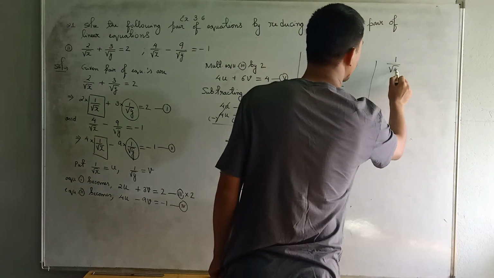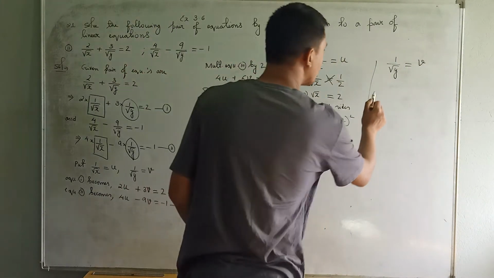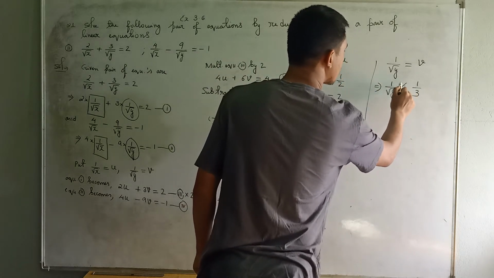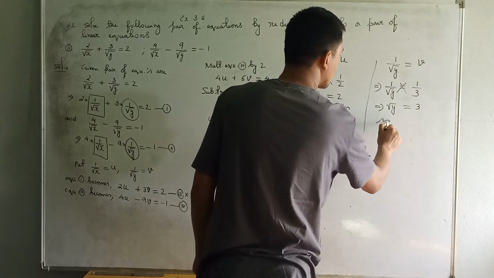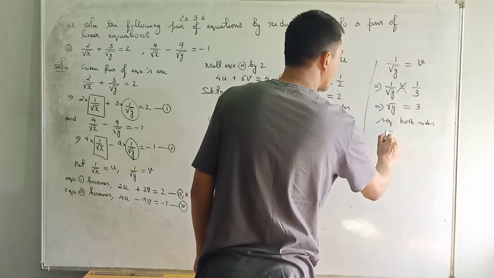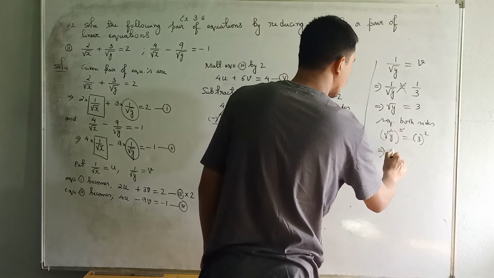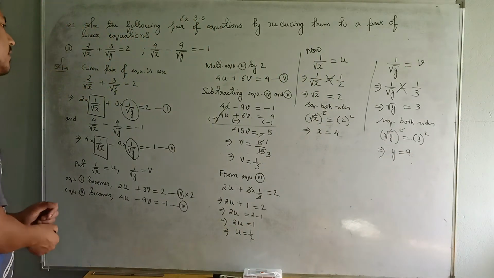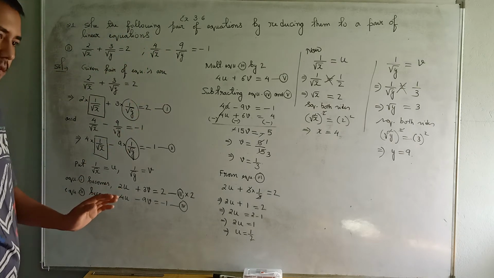The other solution: 1 upon square root of y, we consider it to be v. V is 1 by 3, we have obtained. So 1 upon square root of y equals 1 upon 3. You can cross multiply. Then square root of y is equal to 3. So if you're squaring both sides, then square root of y, the whole squared, is equal to 3 squared. Square root cancels out, that's y is equal to 9. Therefore x equals 4, y equals 9 is the solution for the given pair of equations. Alright?